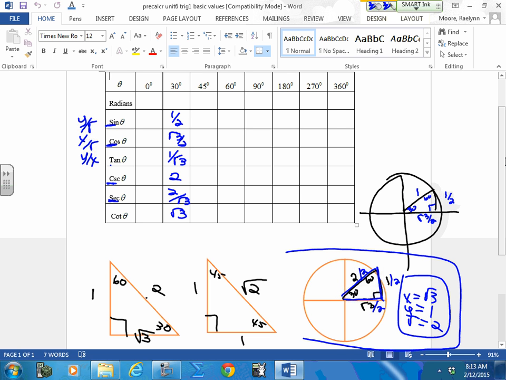Now, I can do my 60 as well. My 60, if you want to draw another triangle, I find it easier to draw the other triangle because it's a little bit more difficult for your 60 to do that because you changed your reference angle.